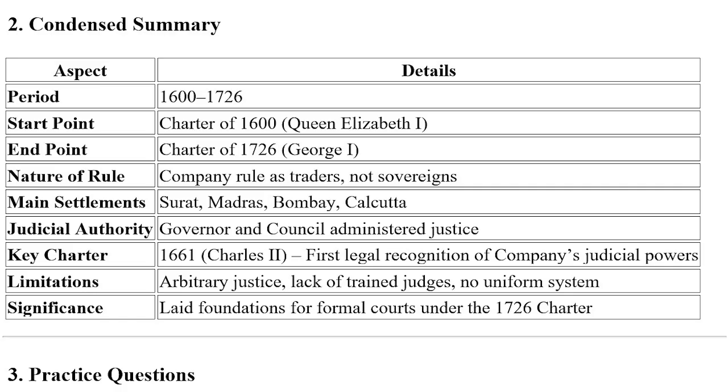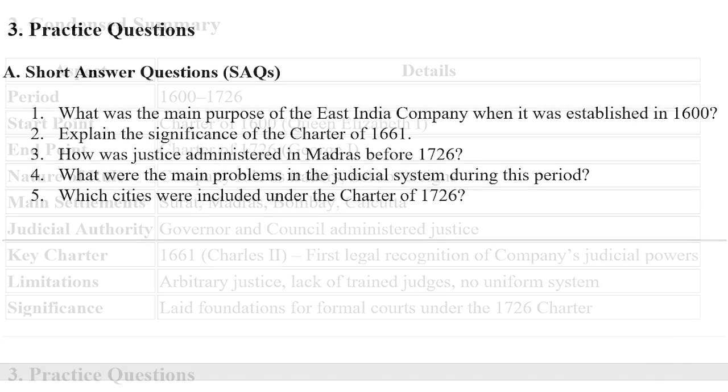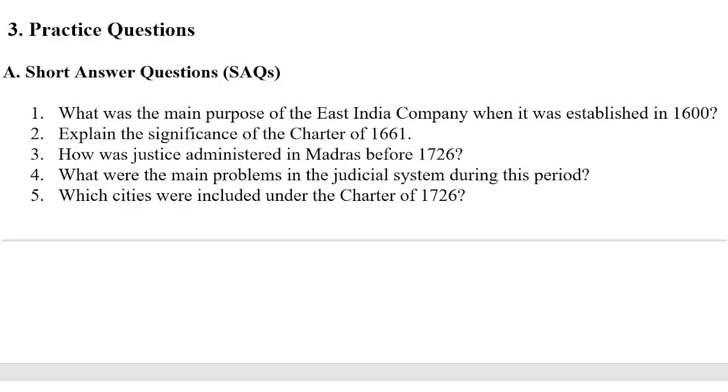Okay, let us look at few question answers, try to answer these questions. So what was the main purpose of East India Company when it was established in 1600? So the main purpose of the East India Company when it was established in 1600 was to trade, and it was mostly for trading purpose.